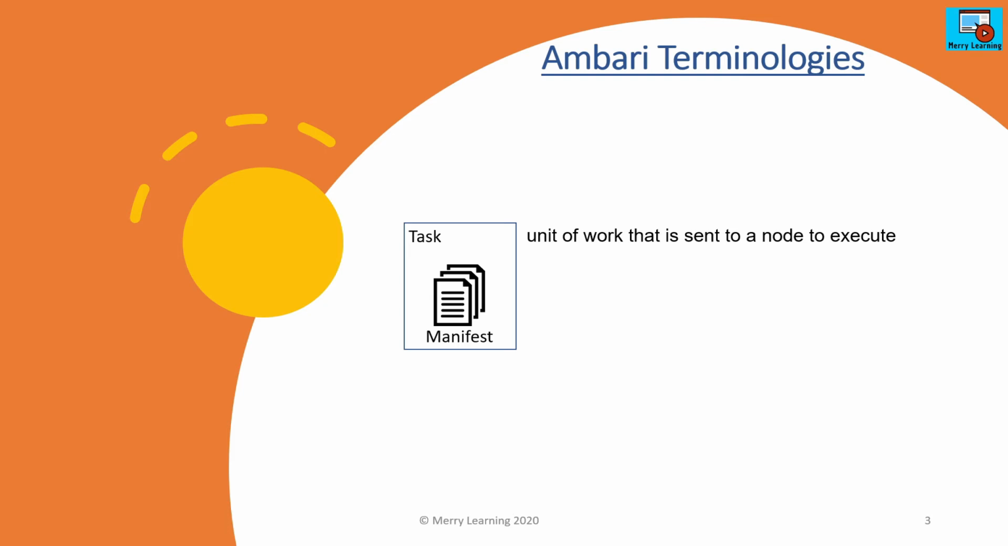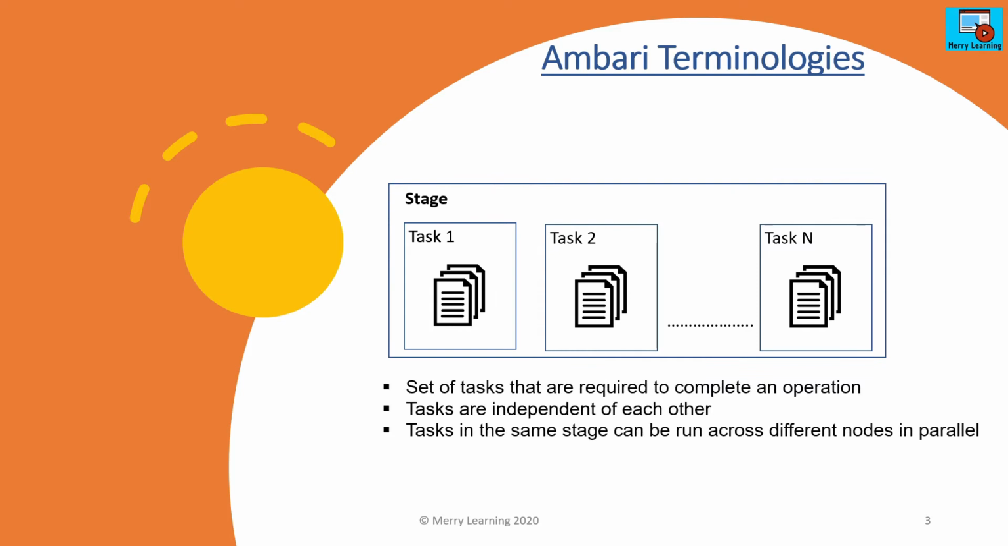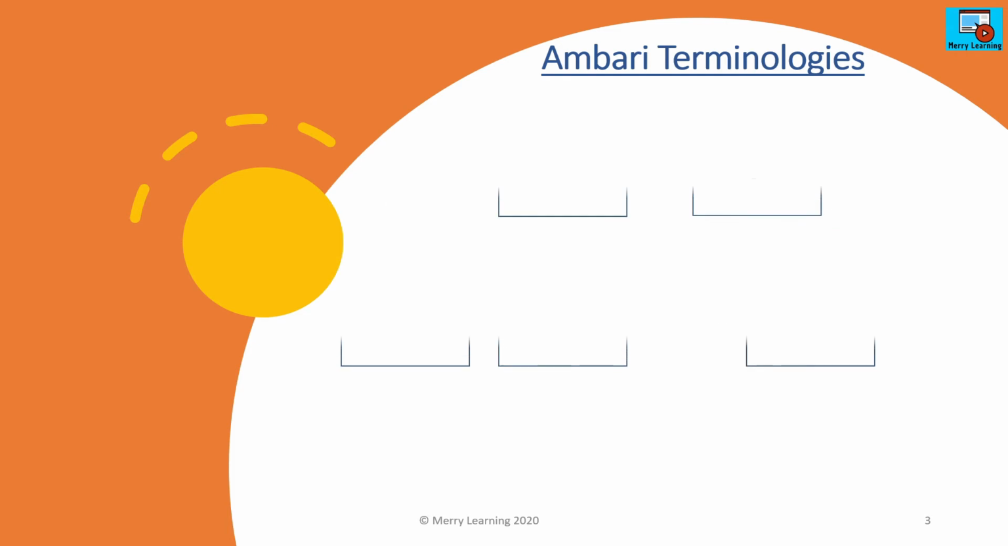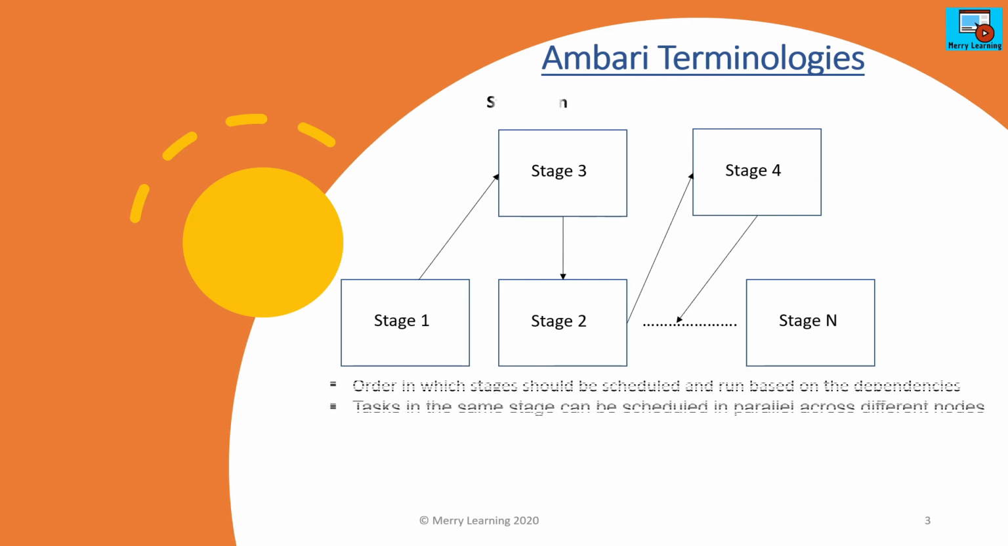The next term is stage. Stage refers to a set of tasks that are required to complete an operation and are independent of each other. All tasks in the same stage can run across different nodes in parallel. Usually, multiple tasks will be required to run on various machines, and in most cases, these tasks have dependencies requiring them to run in a particular order. This comes in the stage plan.